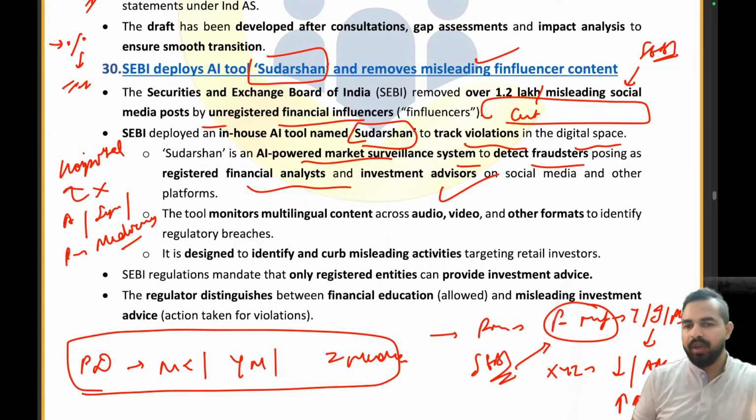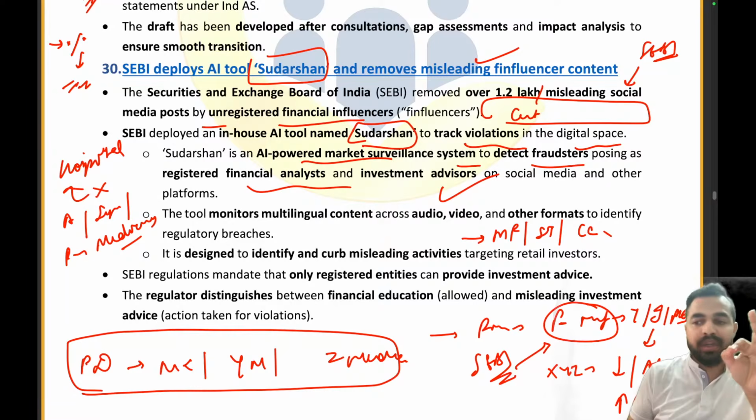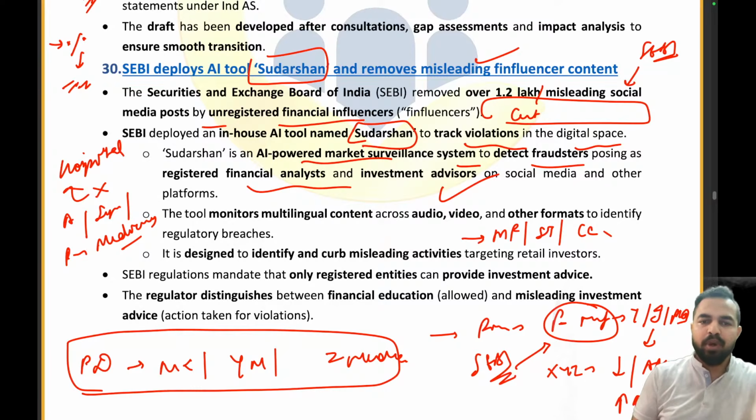So what SEBI is allowing, SEBI says that okay, if there is a person who basically tells what are mutual funds, what are the stocks, right? If anybody is just making the people aware of what are mutual funds, basically he's telling the static details, the conceptual clarity about the mutual funds on the videos, then that is completely okay with the SEBI. But you cannot advise the people that yes, you can purchase these much of stocks, you can invest in those stocks. Clear, everyone? So the tool monitors multilingual content across the audio, video and other formats to identify regular breaches.